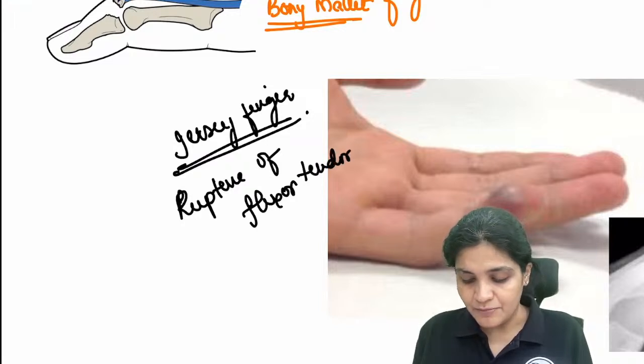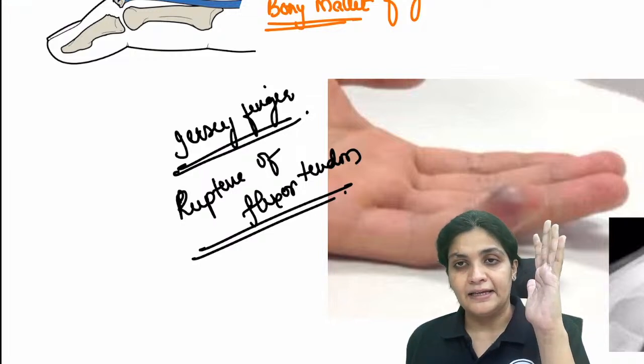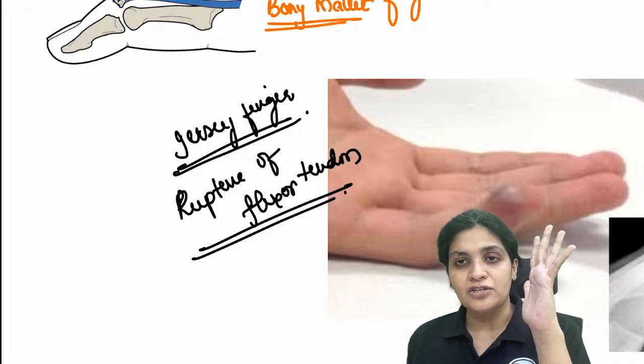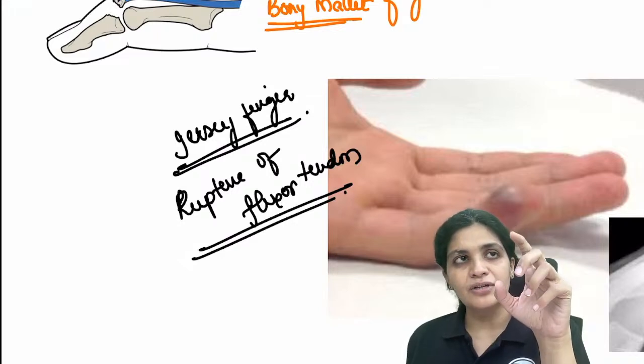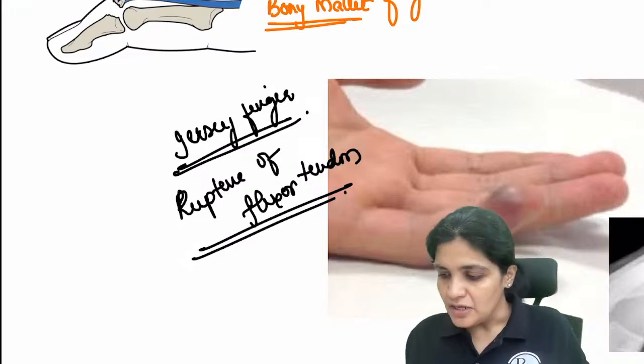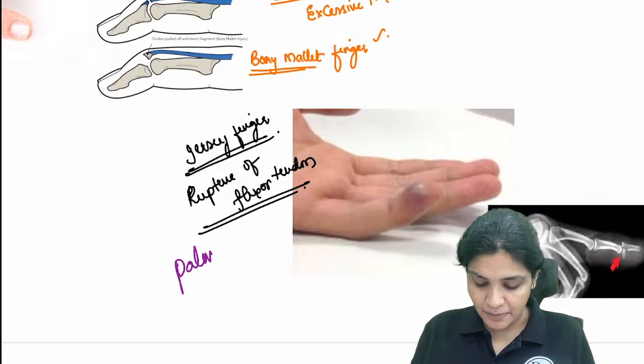So whenever there is a rupture of the flexor tendon, usually it is like this. But we can't say it is going into extension because our fingers are like this. But whenever there is a mallet injury, it goes into flexion, right? The rupture of the flexor tendons, and here you can see that the palmar aspect is painful.